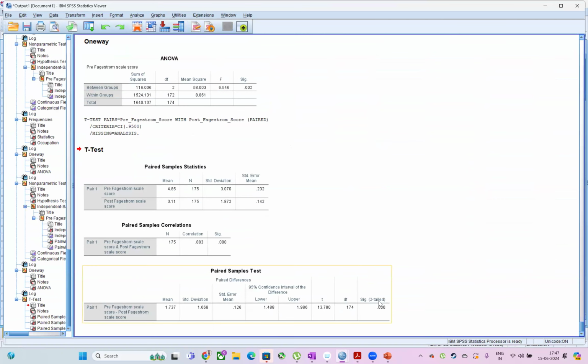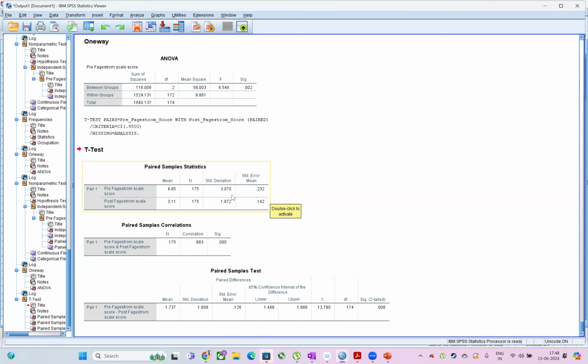Now I am getting the statistical significance. So there's a statistically significant association between the nicotine dependence score before and after intervention, which shows that some kind of change has happened. If you see over here, the nicotine dependence score before had a mean of 4.85. After I gave the health education intervention, it has decreased to 3.11. So that decrease was found to be statistically significant.